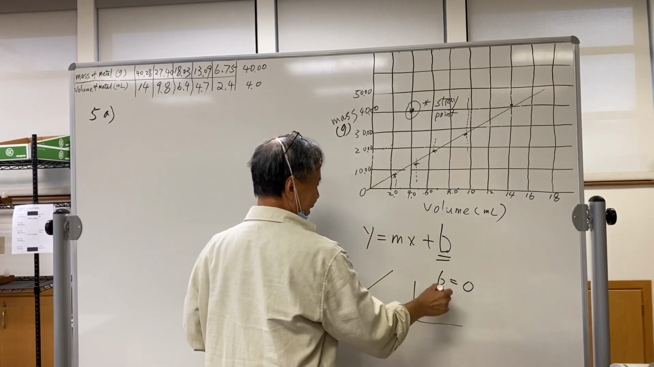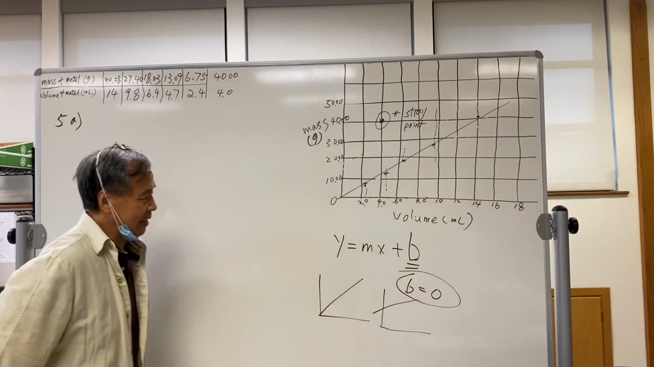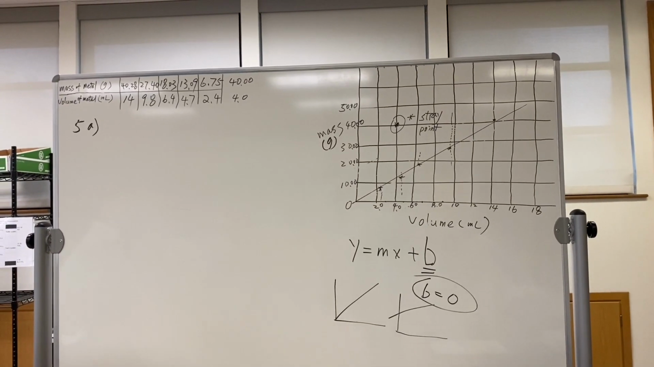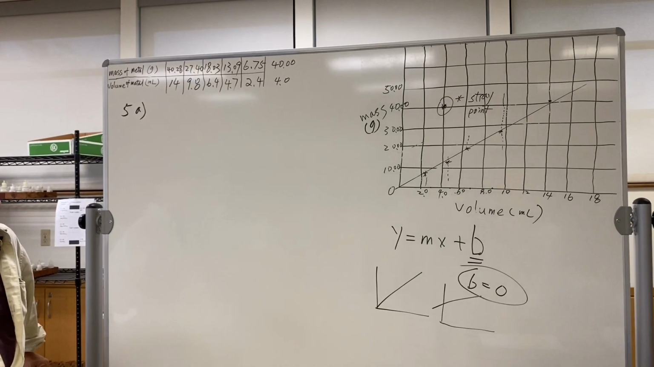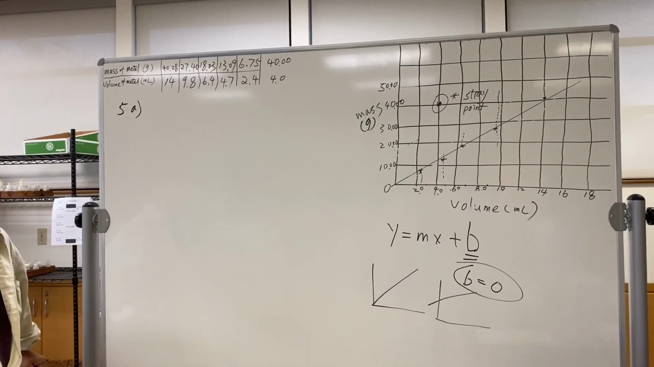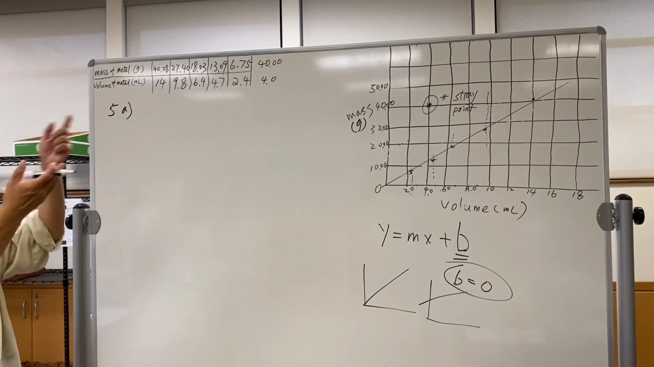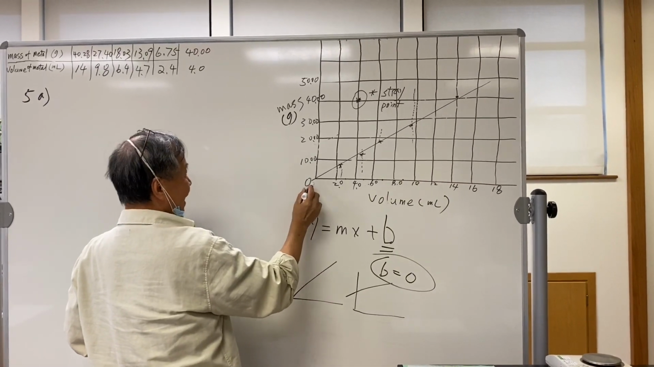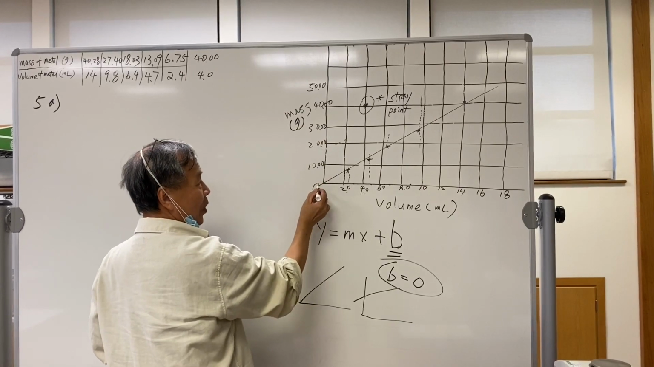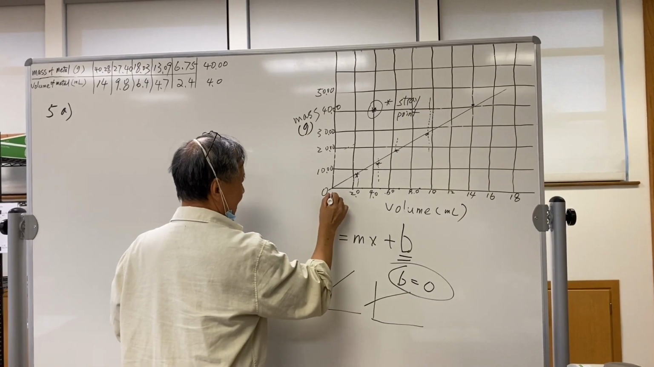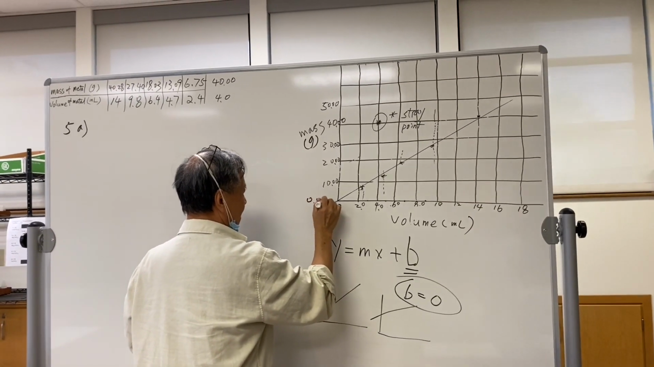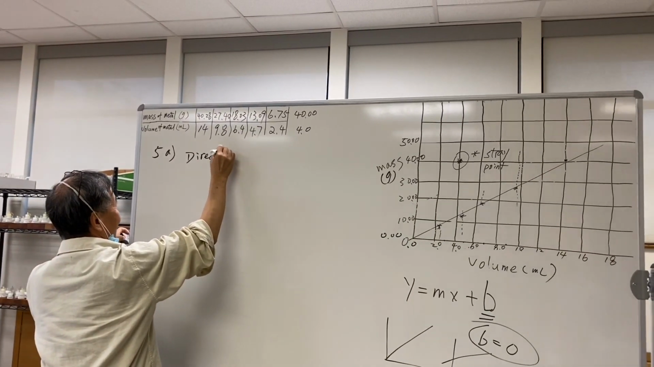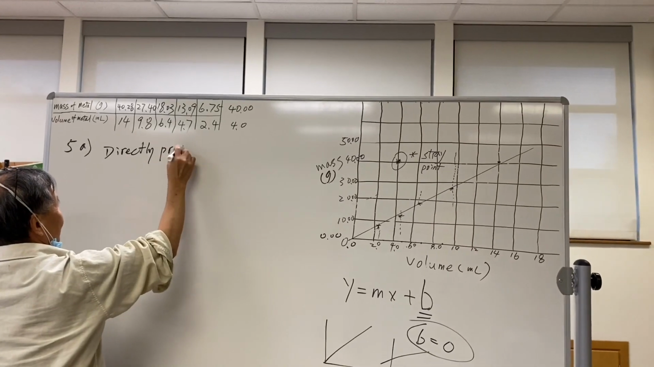And that makes the relationship a so-called directly proportional. So now examine our data. When volume is 0, our mass is also 0. All right, right here. So it is directly proportional.